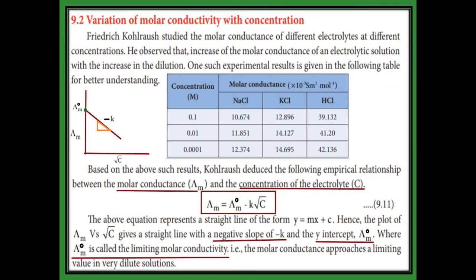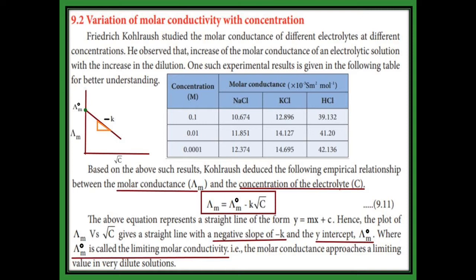Variation of molar conductivity with the concentration. Friedrich Kohlrausch conducted a test between the concentration and molar conductance in different types of electrolytes. For example, in this table, sodium chloride, potassium chloride, HCl are different electrolytes. For different concentrations, he got different molar conductance values. Afterward, he drew the graph between the molar conductance, whose symbol is uppercase lambda (the inverted V), and the concentration of the electrolyte.